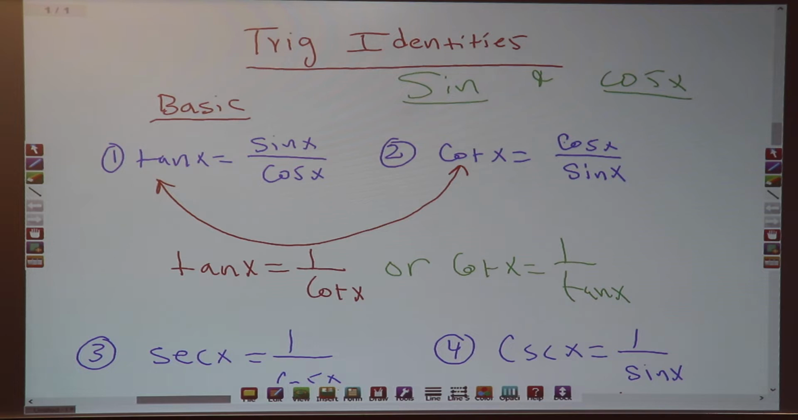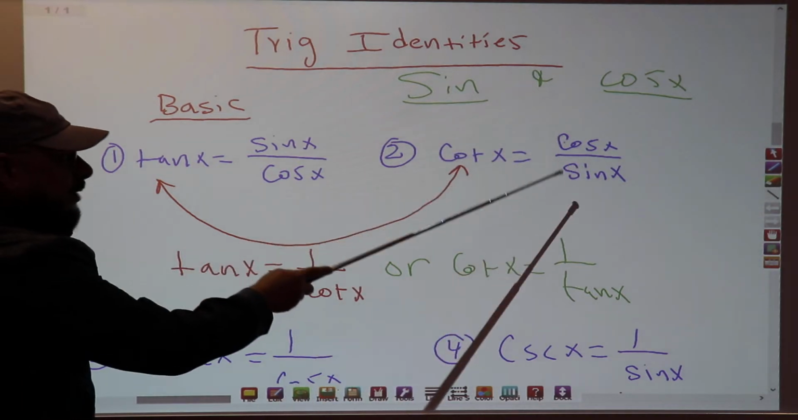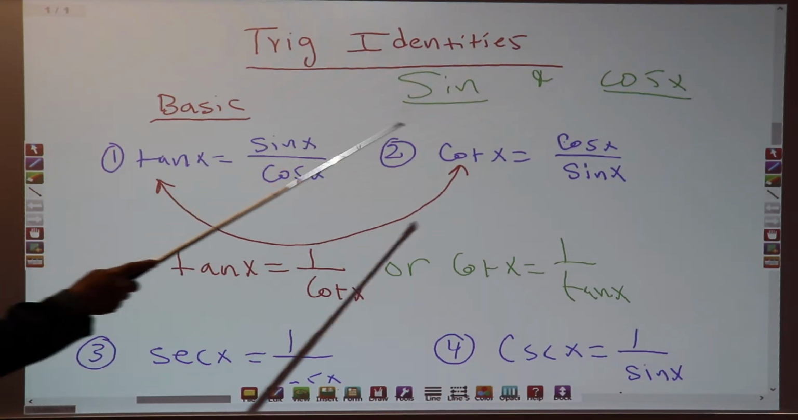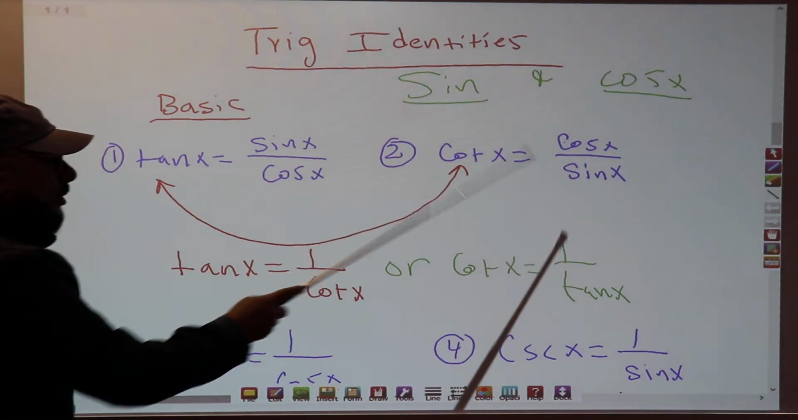Tan x equals sine x over cosine x. These ones you have to memorize, like your name. Everyone. Tan x equals sine x over cosine x. Cotan x equals cosine x over sine x.